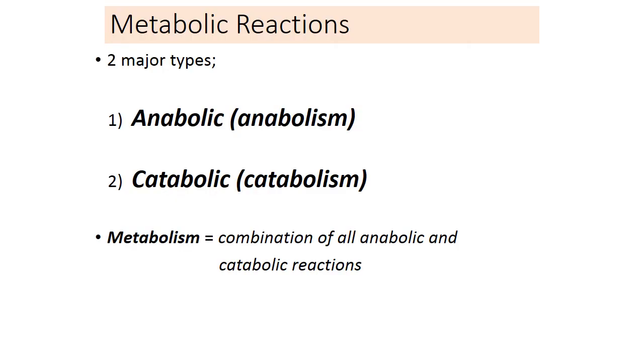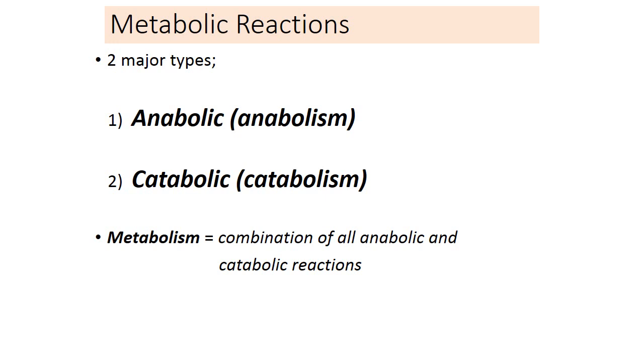The 2 major types of metabolic reactions in the body are anabolic and catabolic. Anabolic reactions involve the building of larger molecules from smaller molecules, which means that we have to build bonds. So this requires the use of energy. Anabolic reactions are necessary for the processes of growth and repair in the body.